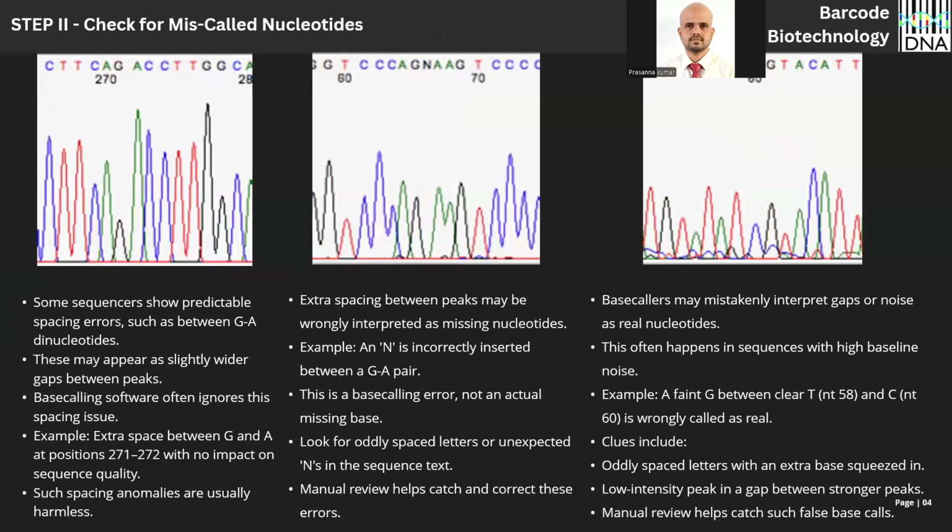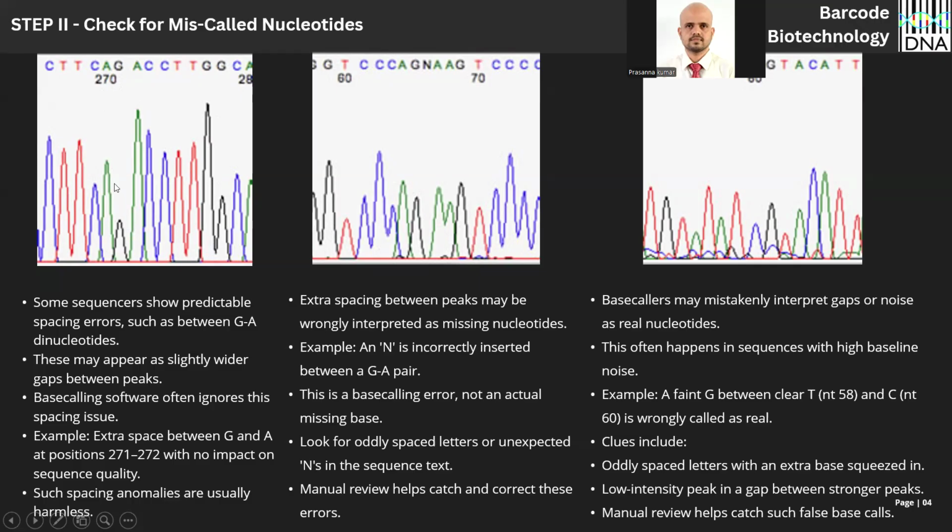Step two, look for miscalled nucleotides. I would say look for evenly spaced nucleotide text at the top of the chromatogram. Can you see the spacings between C, cytosine, and thymine? Here, some extra space and a congested area. Whenever you see such extra spaces, just be a little careful at that region. For example, here there is a slightly wider gap between G and A. When you are looking at the peaks, it is completely fine.